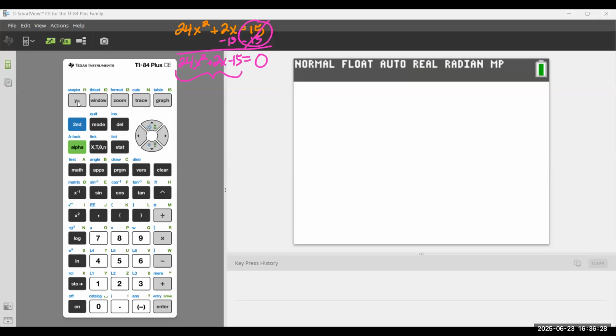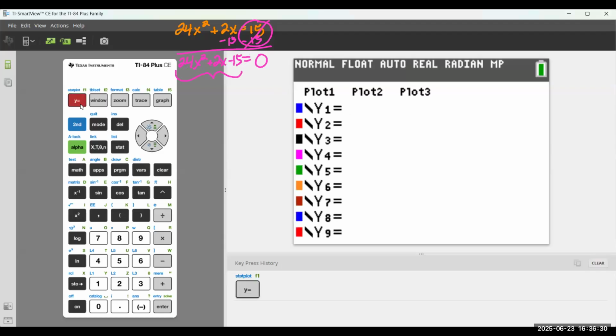Anytime you're wanting to graph something, you're going to click y equals and it pops up with your equation that you're going to plot. So if I am typing in 24x squared plus 2x minus 15, I just type in 24. X is up here beside the alpha button. So you would type X, and then it wants to be squared. There's two options. I prefer this one on the left because it pops up the squared and then you get to continue writing. Another option is over here on the right.